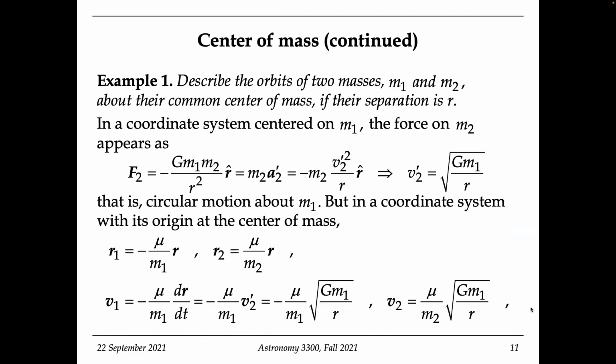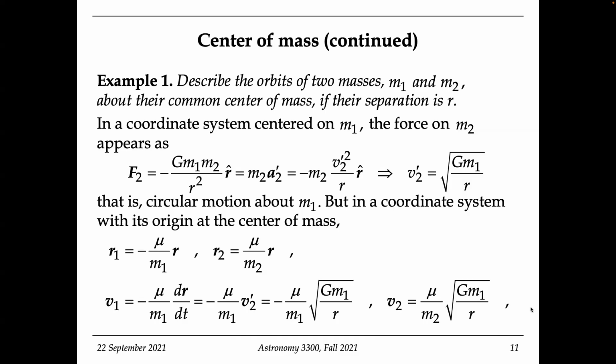Okay, let's do an example. Oh no, I hate examples for fun. Describe the orbits of 2 masses M1 and M2 around the common center of mass, separation is R. Right? How does the force appear? Well, we just use this one, F2. That's the gravitational force in the R direction. And we have something like A2. That's okay. So this one here, V2, the orbital velocity of the second one, is the square root of G M1 over R. The same thing that we had before, but of course M1 is the other body. Circular motion.